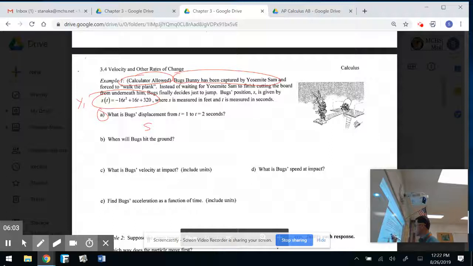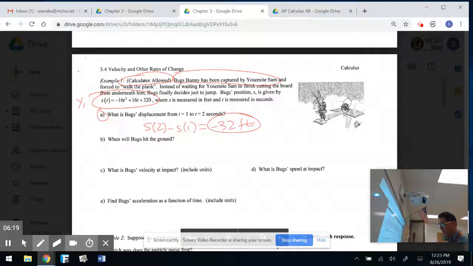Our change in position would be s of 2 minus s of 1. And if you plug that in your calculator, we get negative 32 feet. So that would be your displacement. Remember, the negative means we went to the left or we went down. In this case, since I'm jumping off, I'm going down.